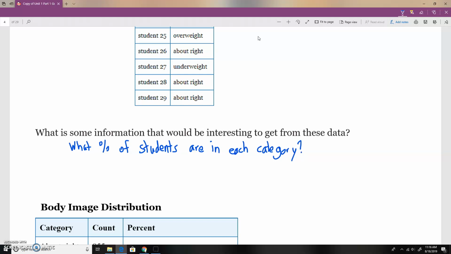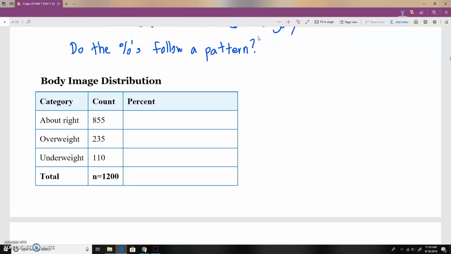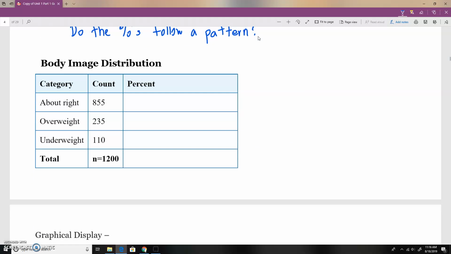Another thing we could be asking about is, do those percentages follow a pattern of some sort? Okay, so those are two questions we could be asking from a situation like this. Well, let's look at the exact numbers we got from our 1,200 students. As you can see here, 855 said about right, 235 said overweight, and 110 of the 1,200 said underweight.